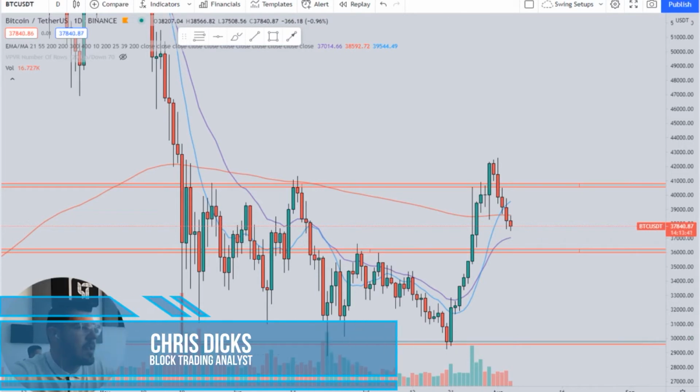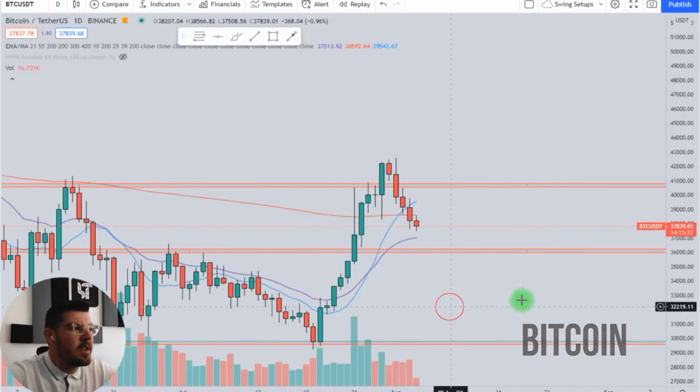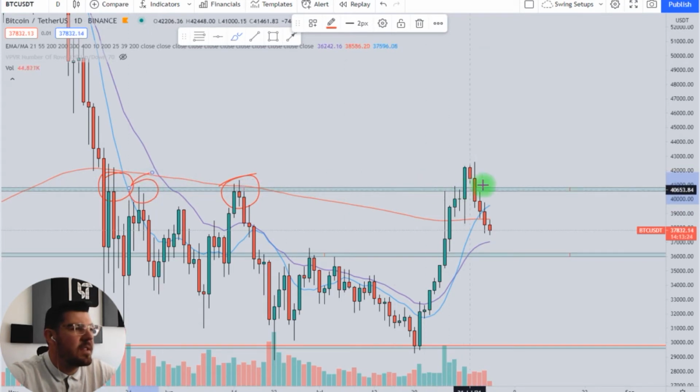Welcome guys, quickly going to run through today's daily outlook, starting with Bitcoin on the daily, and it's the 4th of August. So remember what I said last week, this area of resistance at 40,000, this is a key area where price has previously rejected and now has faked out.